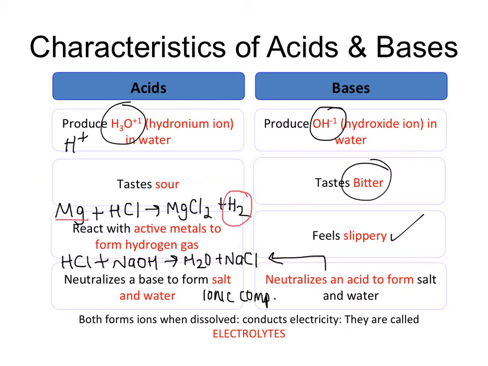What they both have in common is that when dissolved in water, they form ions, and it is those ions, those free-moving charges, that conduct electricity. So both acids and bases are called electrolytes.